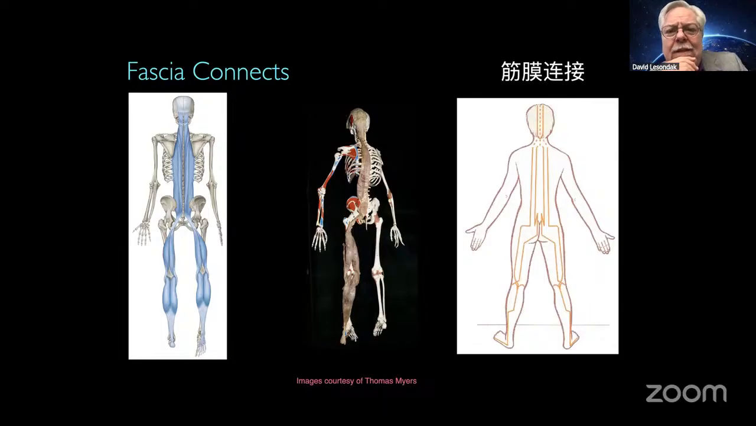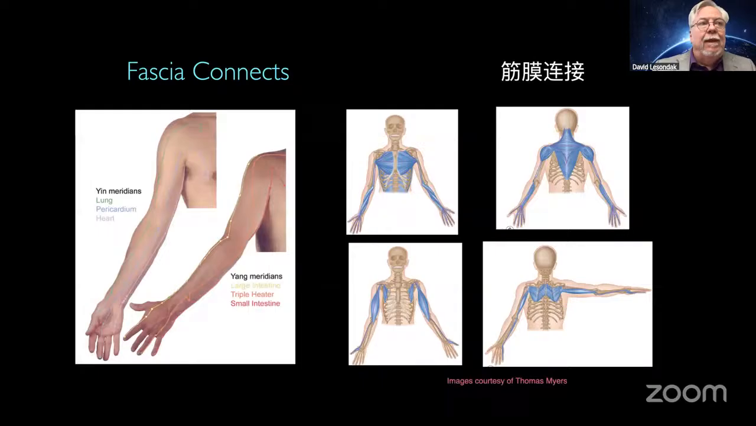If I'm not mistaken, that's the kidney meridian, right? Pardon me? Okay. And Helen mapped out some of the yin meridians of the arms, which also correspond to some of the myofascial meridians in the arms.